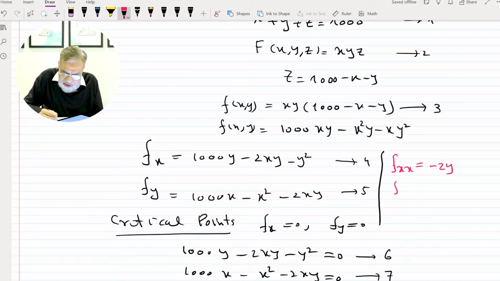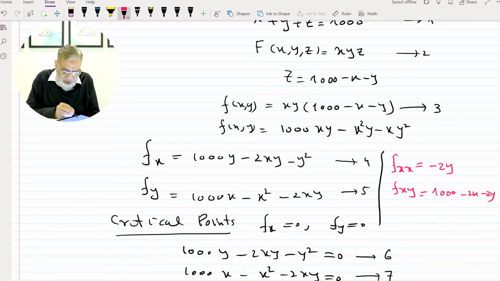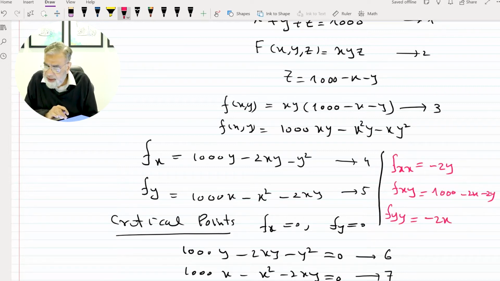Then I find f_xy. This means x is constant and y is changing. We get 1000 minus 2x minus 2y. This way I differentiate partially with respect to y. My x is constant, so it's only 1000, the derivative of y is 1, the derivative of 2x with respect to y is 0, and for 2y it is 2. Then I get f_yy. For my f_yy, x is constant, and we get minus 2x. So I have the values of f_xx, f_xy, and f_yy, and we can use these to find the result.